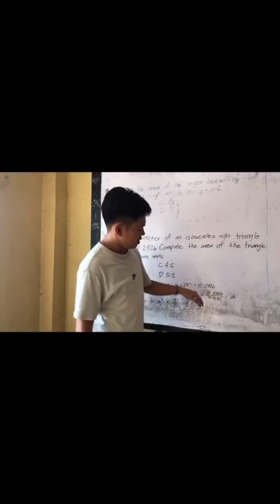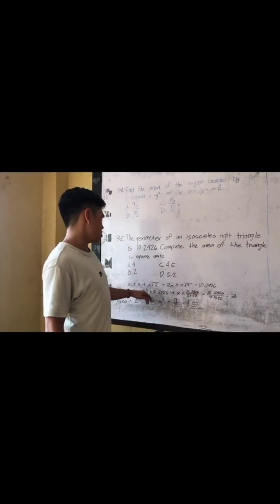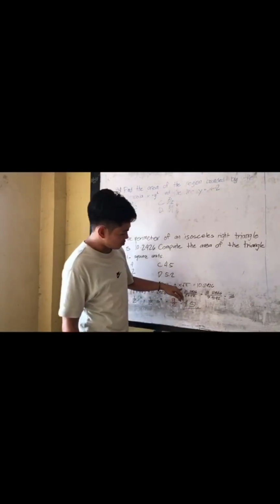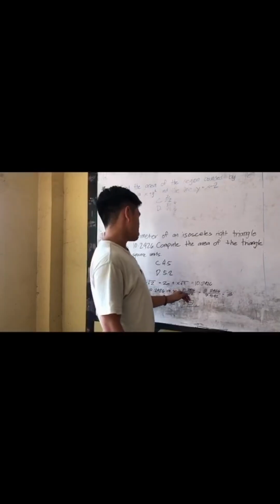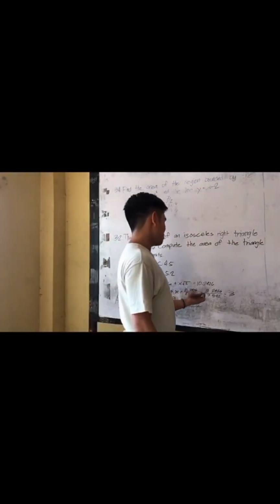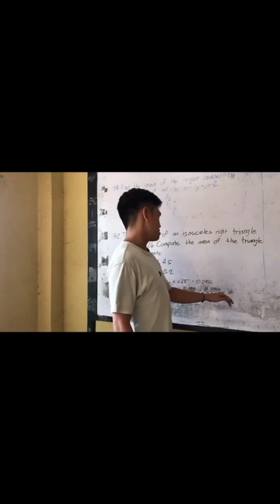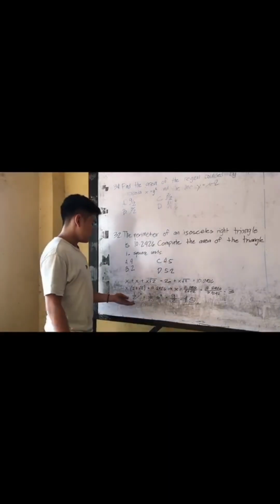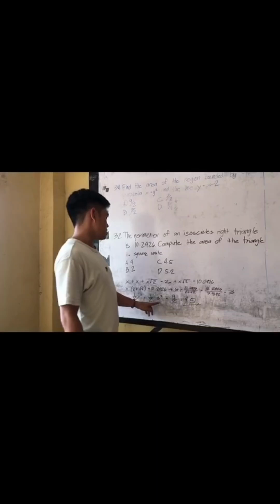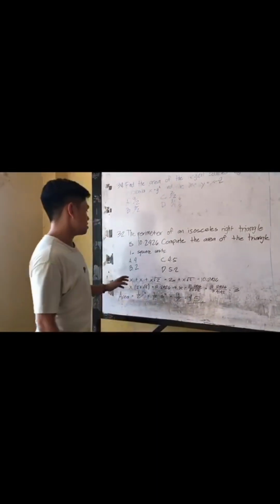is equal to 2x plus x square root of 2 is equal to 10.2426. x times (2 plus square root of 2) is equal to 10.2426. So x is equal to 10.2426 over (2 plus square root of 2), equals 10.2426 over 3.4142, equals 3. So the area, 1 over 2 x squared, is equal to 1 over 2 times 3 squared, equals 9 over 2, or 4.5. So the answer is letter C, 4.5.